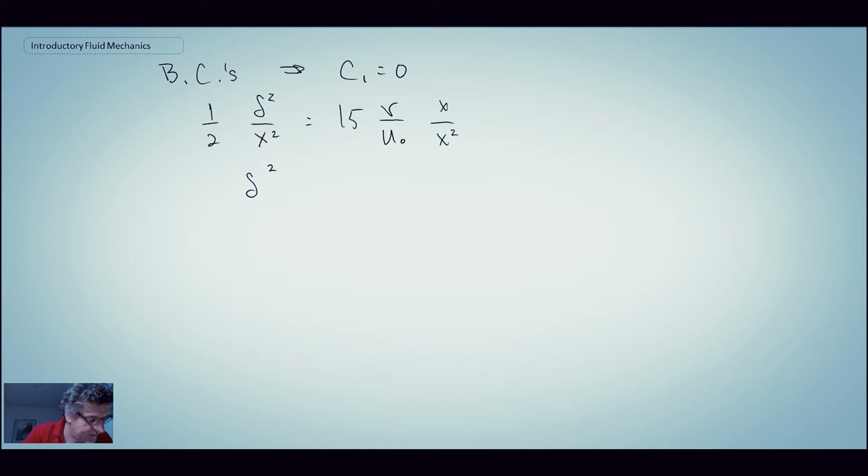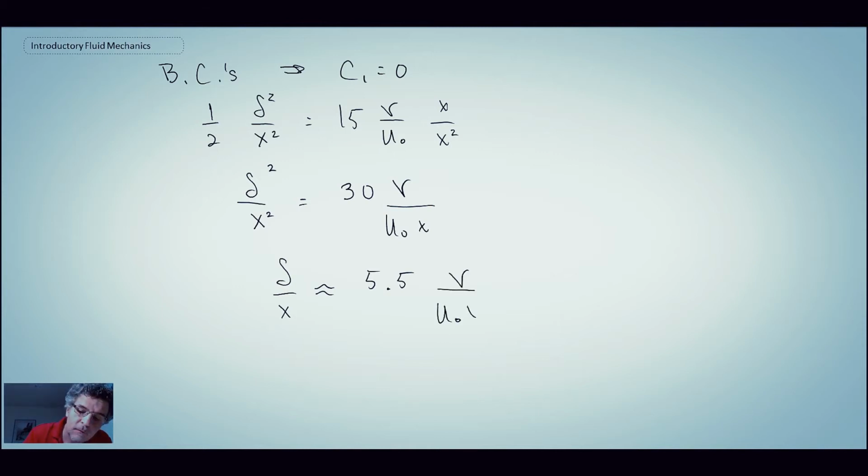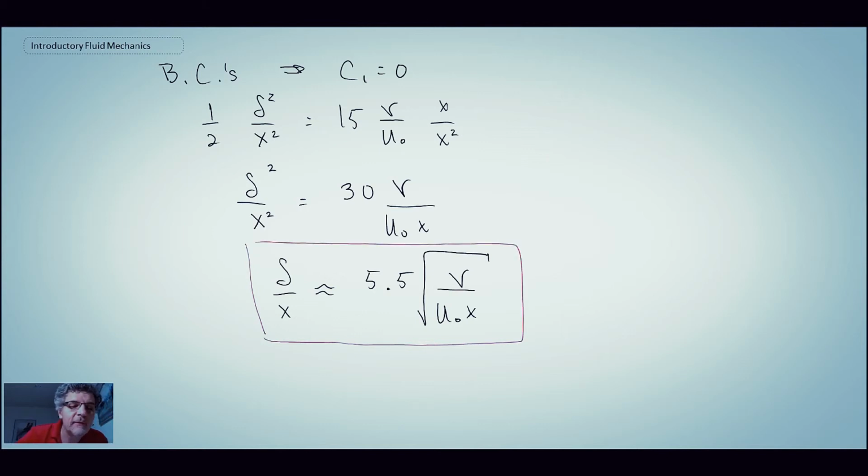And rearranging, and taking the square root, he obtained this relationship here where that is under the square root sign, and that was the relationship that he obtained for the thickness of the boundary layer as a function of x.